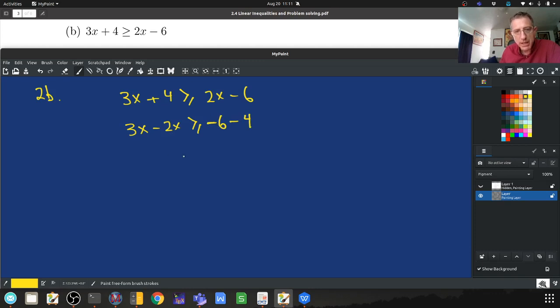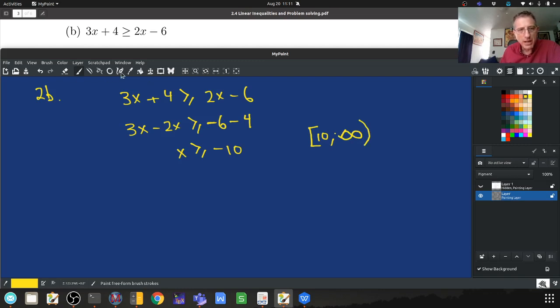So 3x minus 2x is x, and that's going to be greater than or equal to minus 6 minus 4, which is minus 10. So that means all values of x greater than or equal to minus 10. Since minus 10 is included, and it goes to infinity, then I use that symbol.